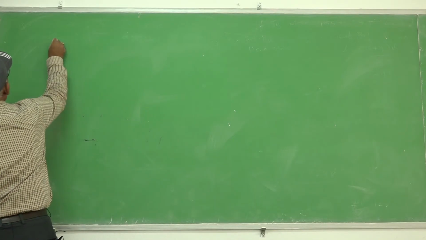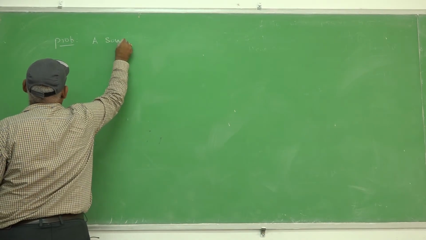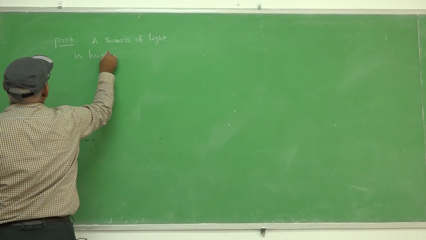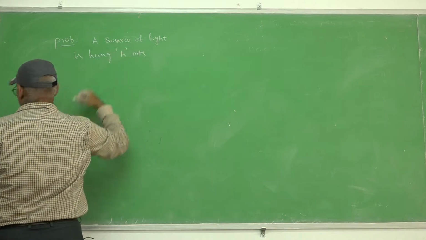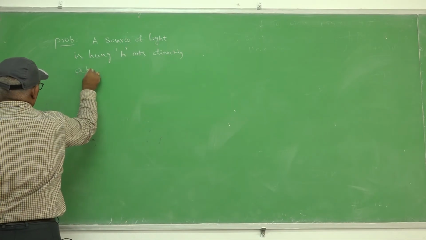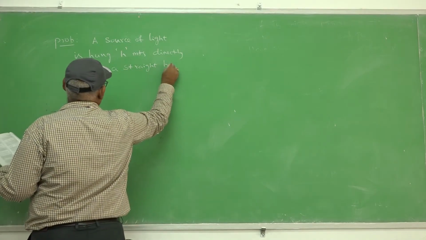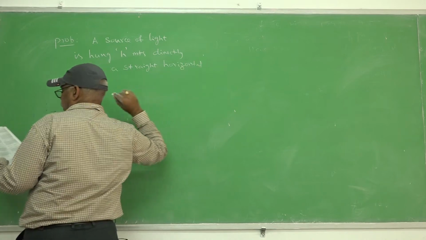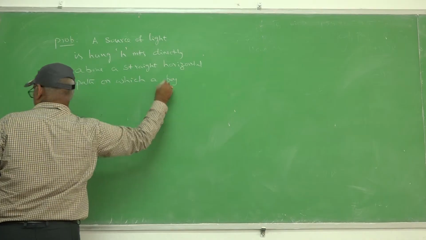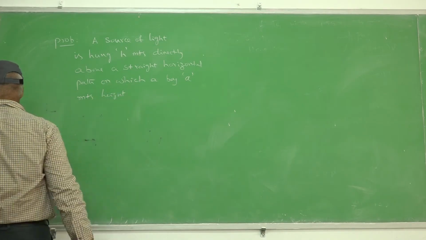Next, a source of light. A source of light is hung h meters directly above a straight horizontal path on which a boy, a meters in height, is walking.